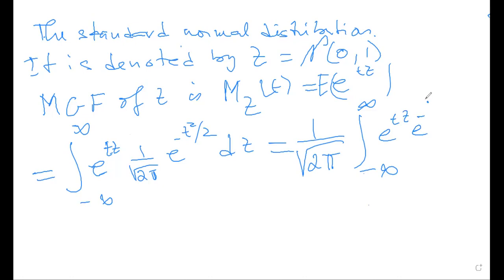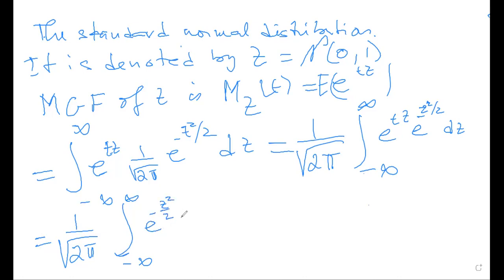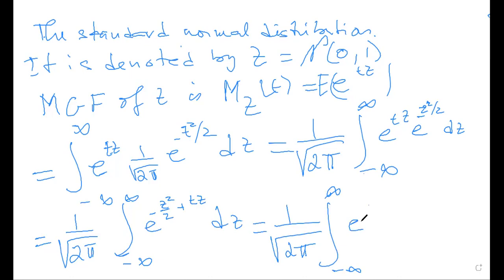e to the minus z squared over 2 dz, which is equal to 1 over square root of 2 pi integral from negative infinity to infinity of e to the minus z square over 2 dz. That is putting them together. So which is equal to 1 over square root of 2 pi integral from minus infinity to infinity of e to the, let's write this as minus z square plus 2tz over 2. I'm putting it under the same denominator.